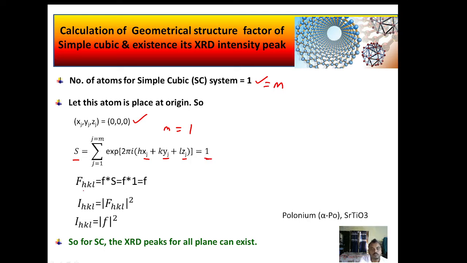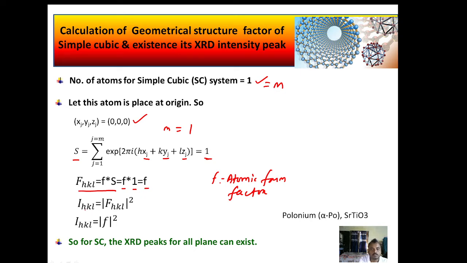Now the geometrical structure factor is equal to the product of f and S, where f is the atomic form factor. This I had already shown in my last session. So because f is the form factor for the atom and S is 1 in our case, their product is f only.